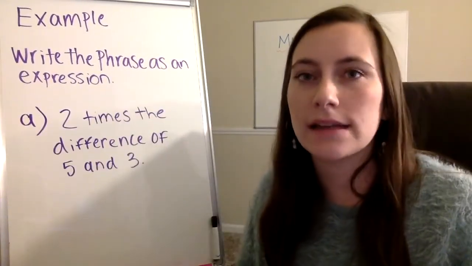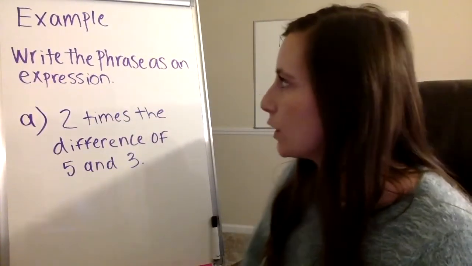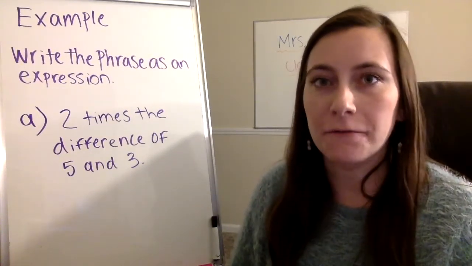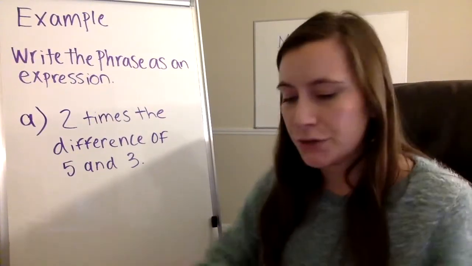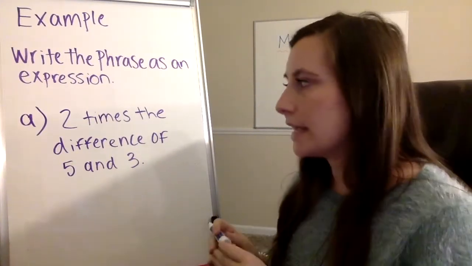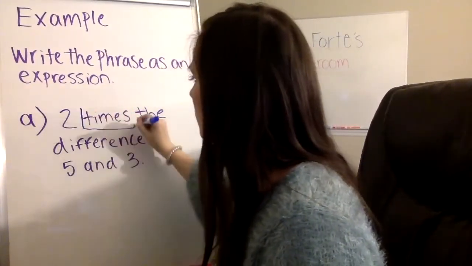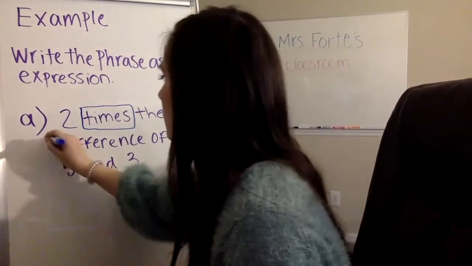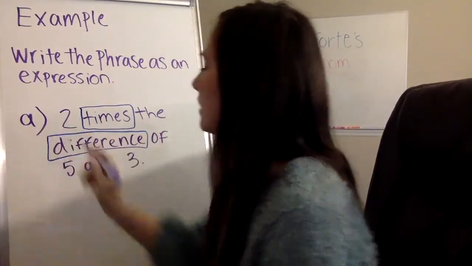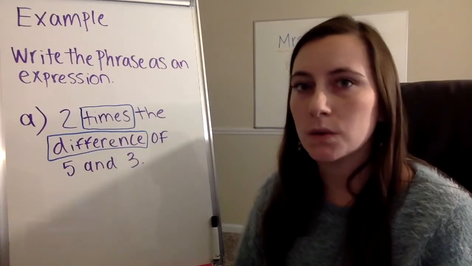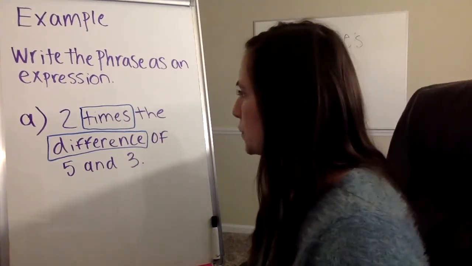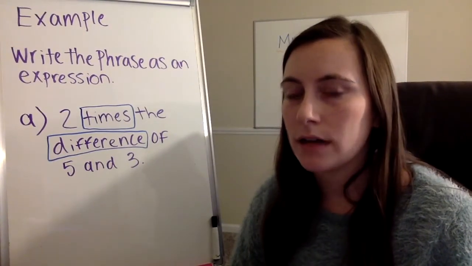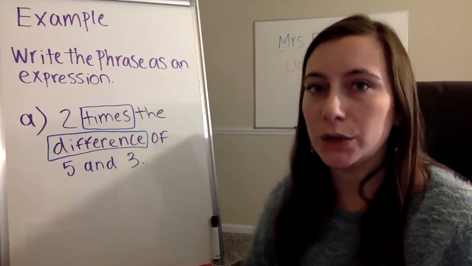Let's go ahead and do one last example together. So again, we're going to write the phrase as an expression. 2 times the difference of 5 and 3. So first I want to identify what are my keywords here. Times I know corresponds with multiplication. And difference I know corresponds with subtraction. So I have 2 operations that I need to use when I rewrite this expression. I need to use multiplication and I need to use subtraction.